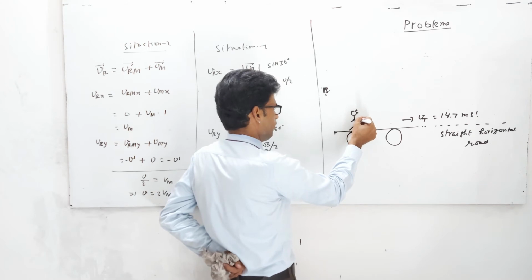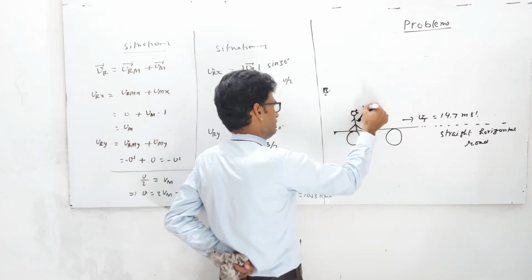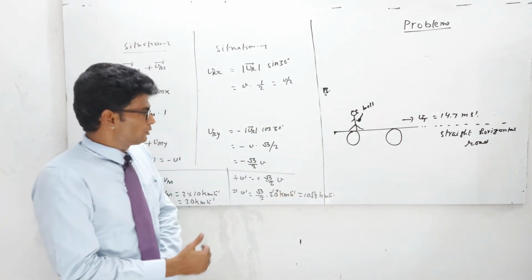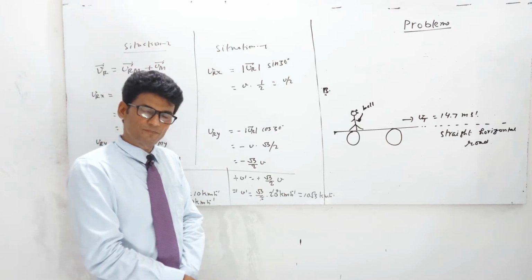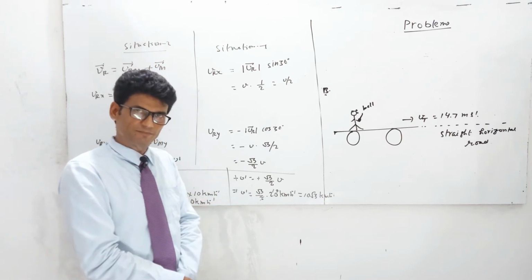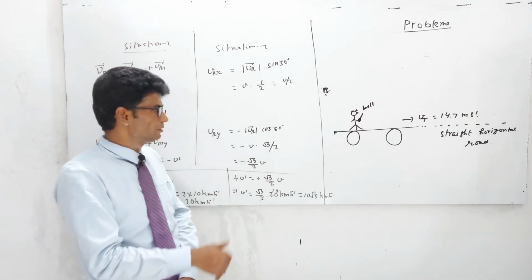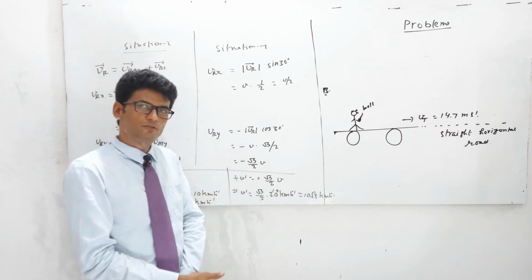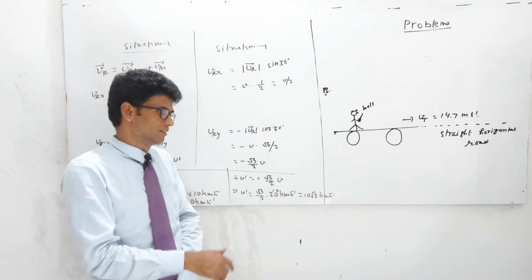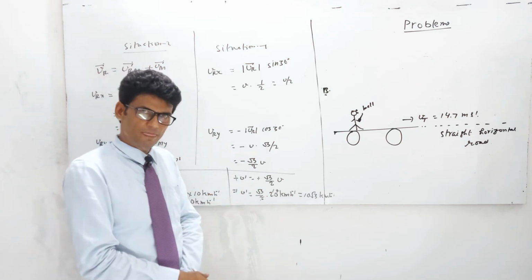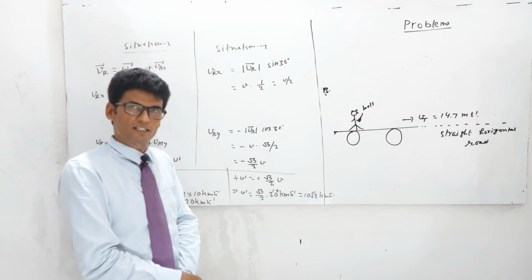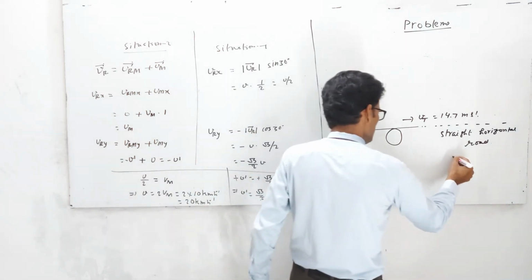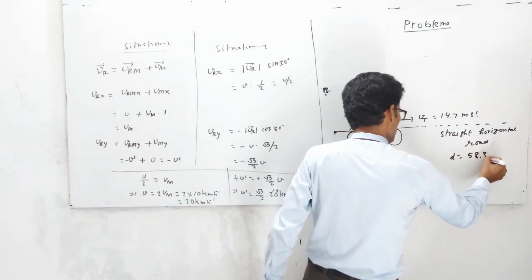This person has a ball in his hand. He throws his ball in such a way that the ball again comes to his hand or onto the truck. After the truck has moved 58.8 meter, say distance D is equal to 58.8 meter.